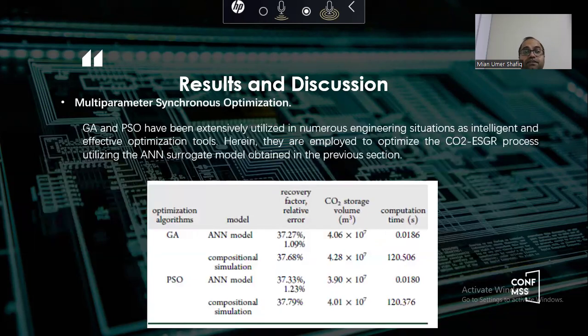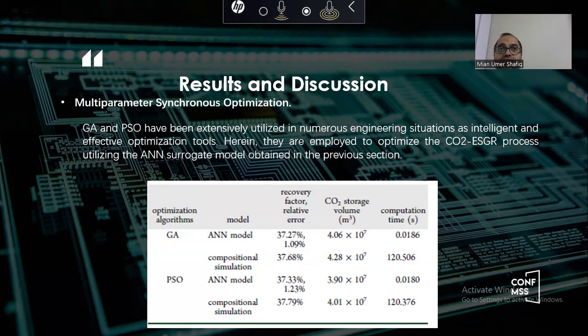Then we have to see the multi-parameter synchronous optimization. If you see in this table, what is happening? It is ANN and compositional simulation results using the parameter sets optimized by GA and PSO algorithm. So you can see the time consumed is very less. It compares the simulation results and computation time of the compositional simulator with those of the ANN surrogate model using the same sets of parameters optimized by GA and PSO.